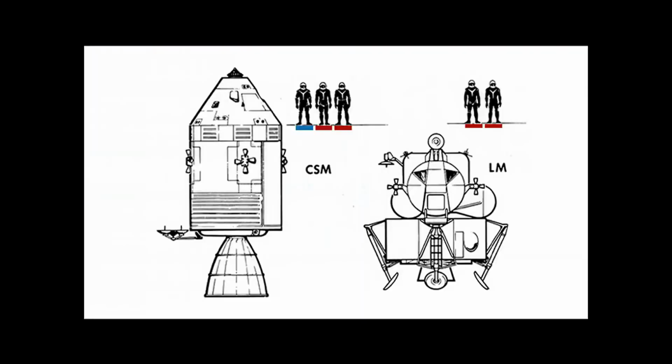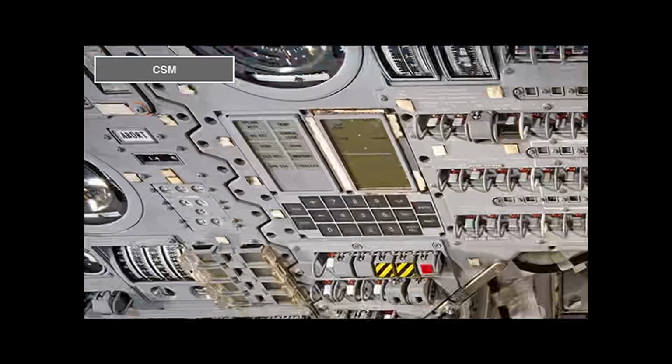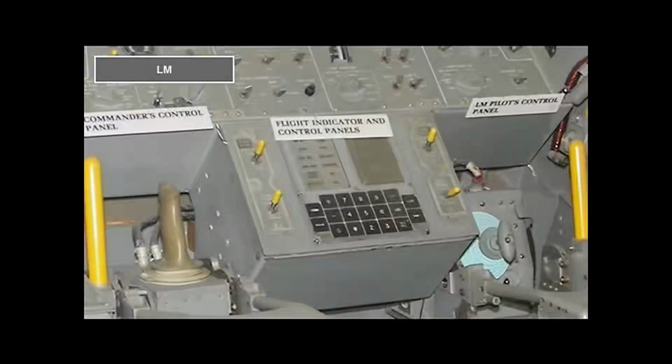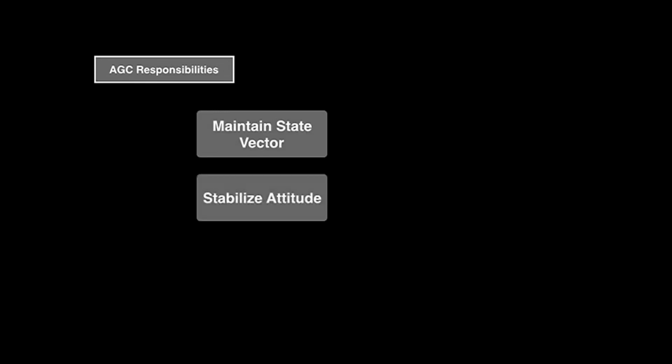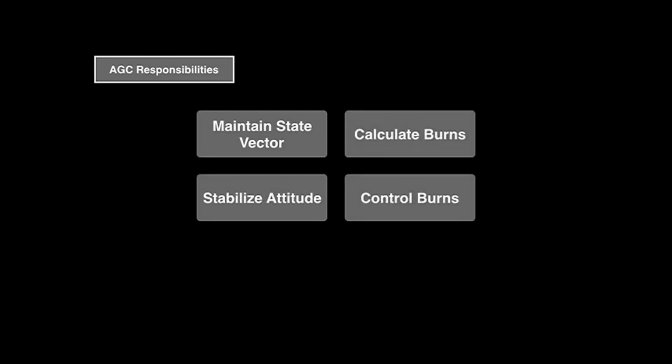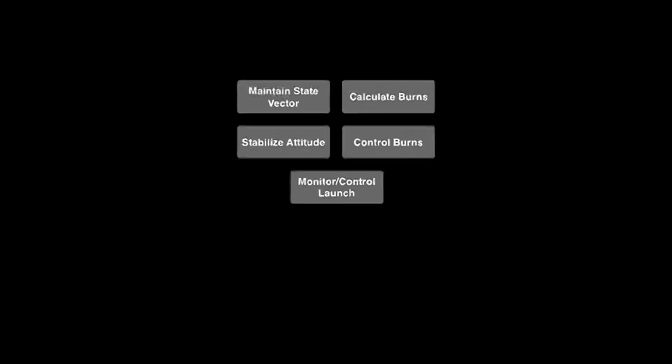The command and service module and the lunar module each contained one AGC. It was the same hardware, but attached to partially different I/O devices and with the software adapted for the specific spacecraft. The astronauts interact with them through the display and keyboard units, which are mounted alongside these hundreds of switches. The computer's responsibilities during the mission are to track the position and speed, the so-called state vector, of both spacecraft, stabilize the spacecraft's attitude, calculate and control engine burns, and monitor or control the Saturn V during launch.